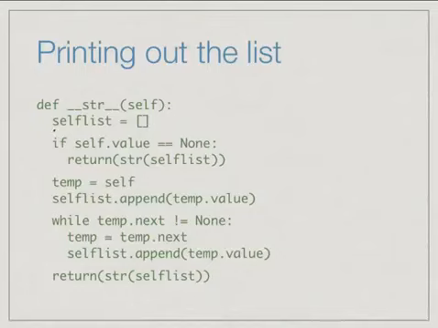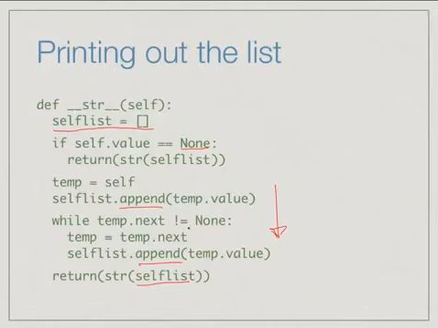So we first initialize our list that we are going to produce with the empty list. If the node itself has nothing, then we return the string value of the empty list. Otherwise, we walk down the list and we keep adding each value using the append function, right? So we keep appending each value that we have stored in each node, building up a Python list in this process, and finally we return the string value of that list.